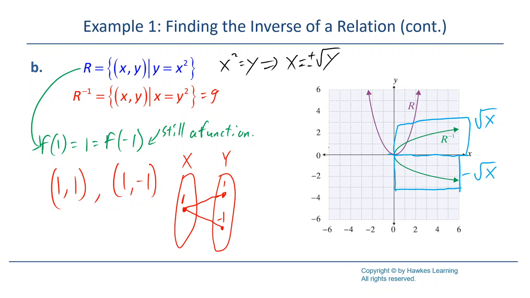And so to finish this one, we need to talk about the domain and the range. So let's talk about the original relation's domain and range. It's just x squared, right? So its domain is negative infinity to infinity, and its range is 0 to positive infinity. And this is the nice thing. This is what makes these so easy to deal with.